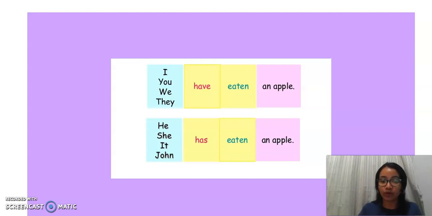And then we have the third person. Do you remember the third person? He, she, and it. And with the third person, we use has. And then nothing changes. Eaten an apple. It is just like the first one. I have eaten an apple. She has eaten an apple. Remember that with the third person, we have to change the helping verb. As I already told you, I will give you a list for you to study.